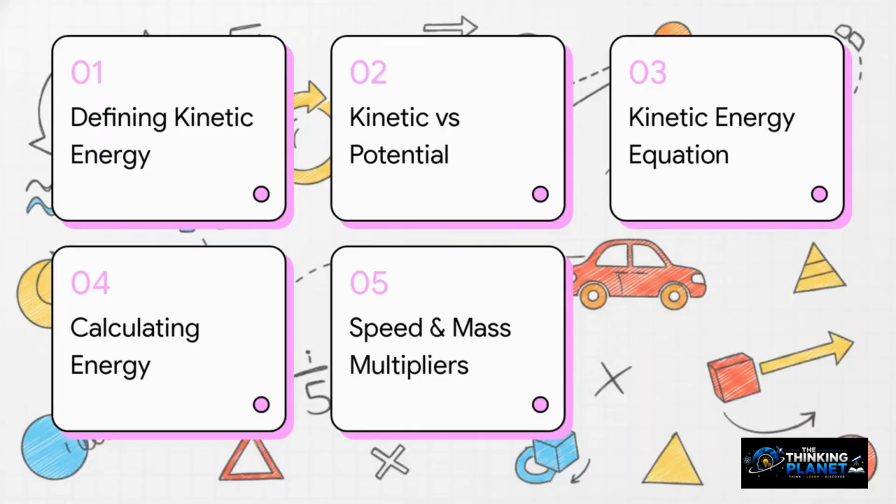Okay, here's our roadmap for today. We've got 5 main stops: defining kinetic energy, kinetic versus potential energy, the equation itself, actually calculating it, and finally, those crucial speed and mass multipliers. Let's get right into it.